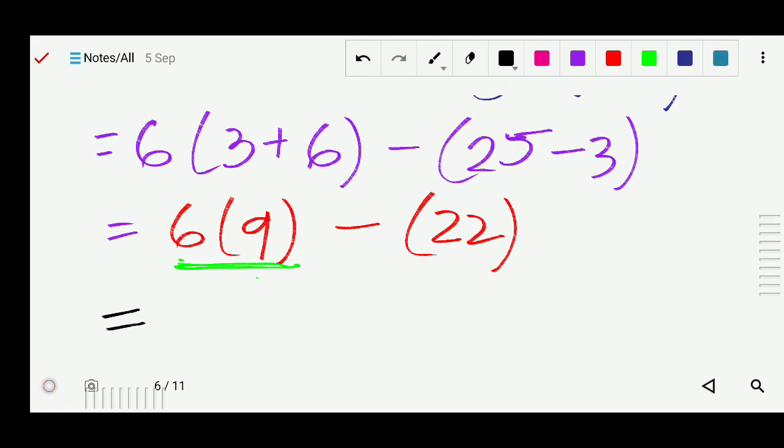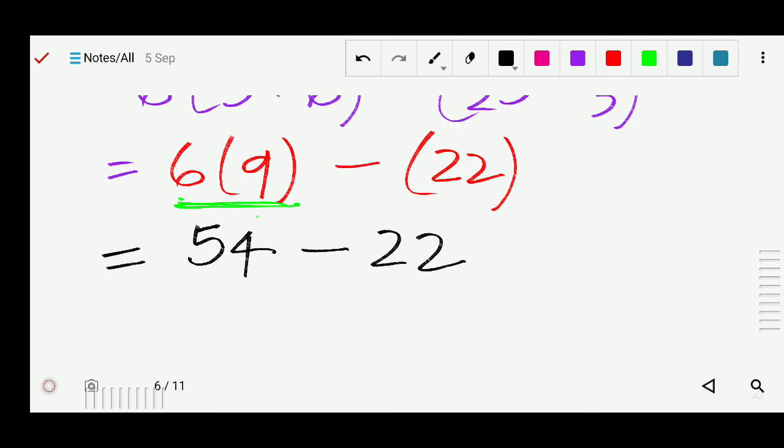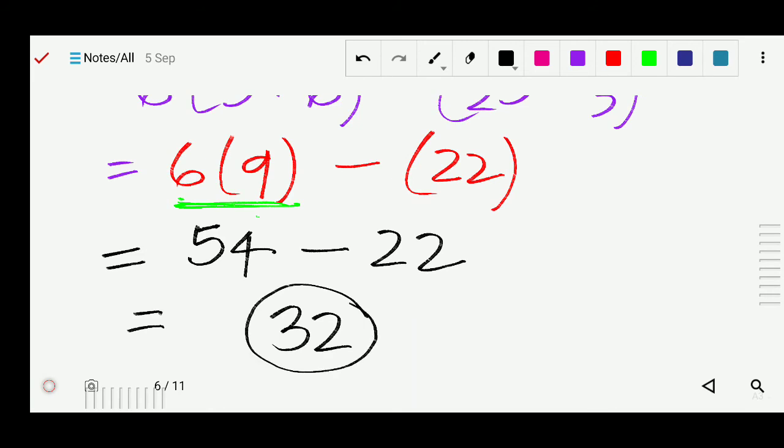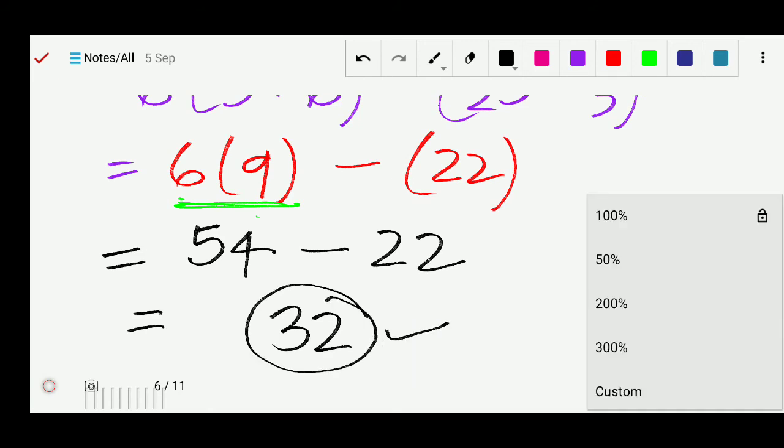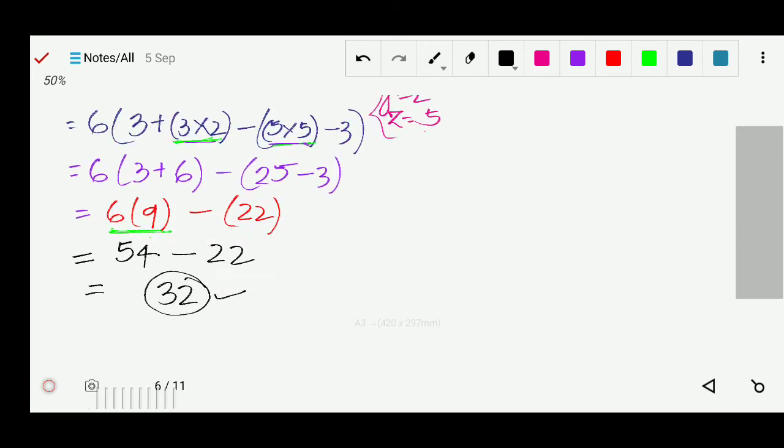So 6 into 9 will be 54. Already we have studied about this in the previous exercise, okay, in the 13a. Now then after here will be 22 only, because we will remove the bracket. So now 54 minus 22. So that will be 32. So what is the answer? 32. Got it?